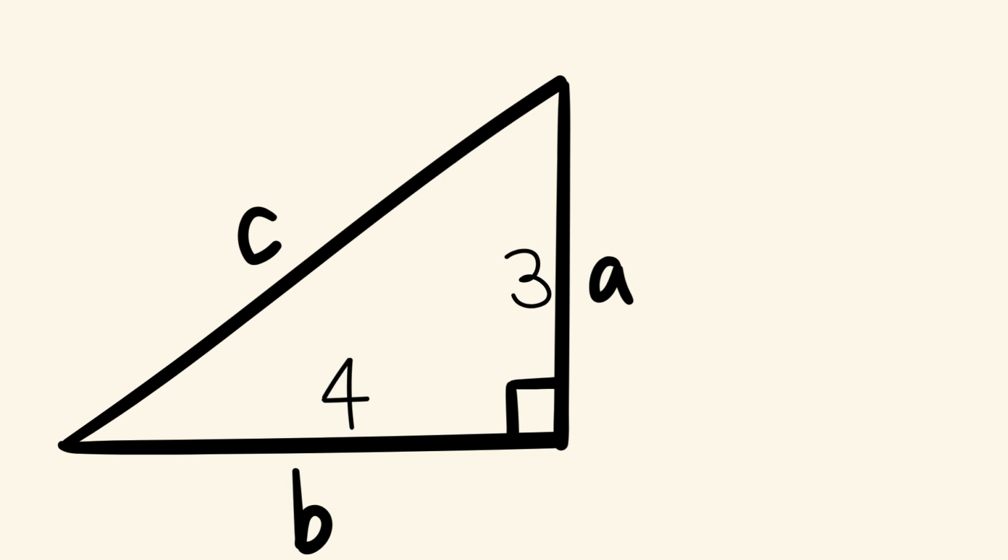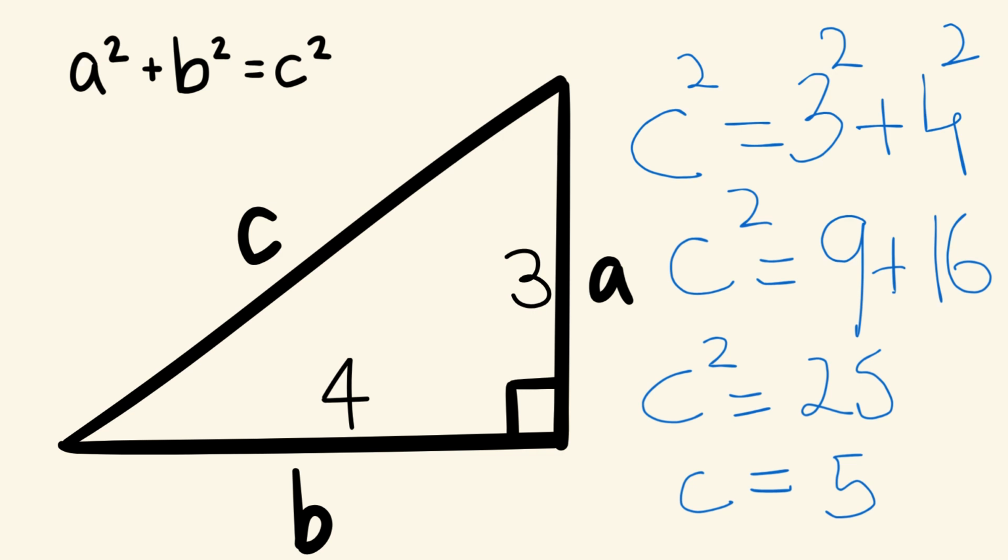4 units. Using the Pythagorean theorem, we can find the length of the hypotenuse. So, by plugging the values into the formula, 3 to the power of 2 plus 4 to the power of 2 equals c to the power of 2, and we find that the hypotenuse is 5 units long.